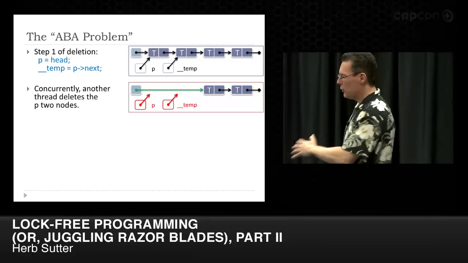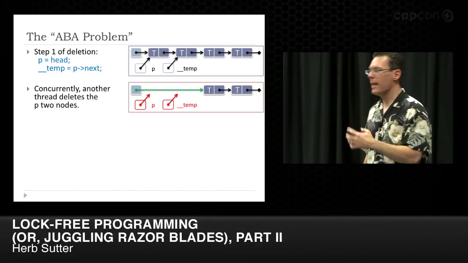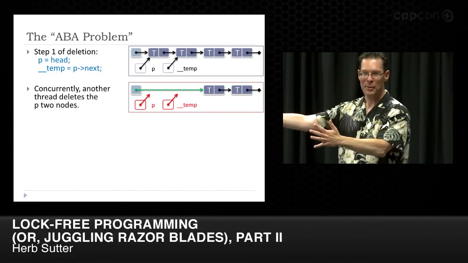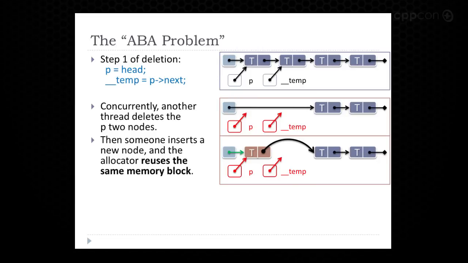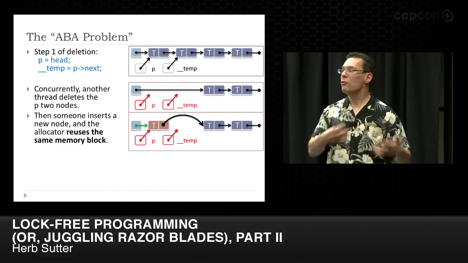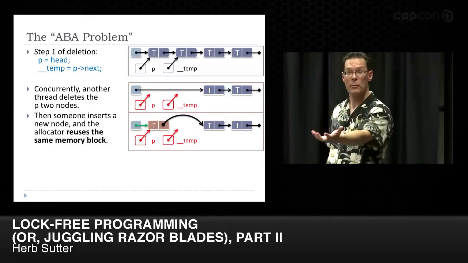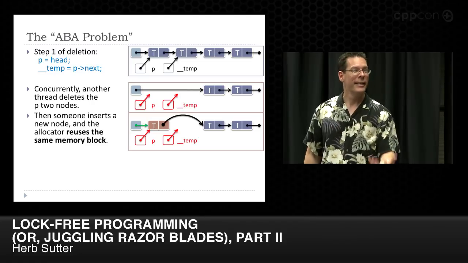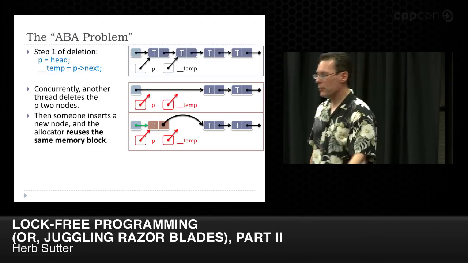And he deletes 2 nodes. I'll delete 2 for fun because that means both pointers dangle. Double your money. Then someone else inserts a new node, and you know what? It's at the same memory location because it's on a free list. And allocators like to keep things hot in cache and reuse memory that you just deallocated of the same size, because it was a node of T, right?